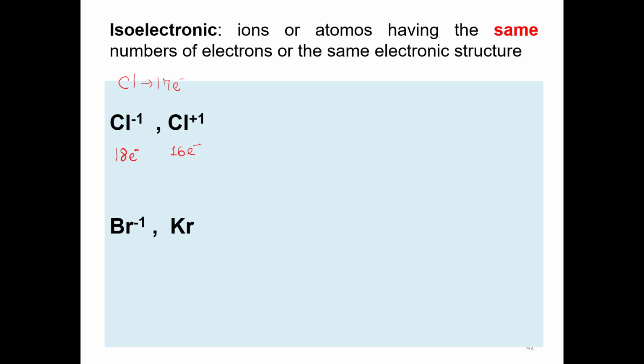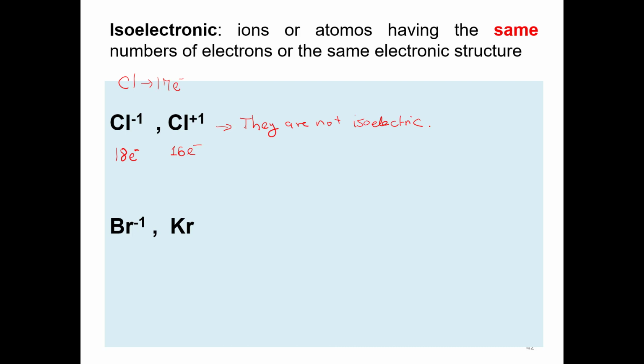What we can say is that these ions are not isoelectronic. The reason is they have different numbers of electrons. Then we can say here, they are not isoelectronic.